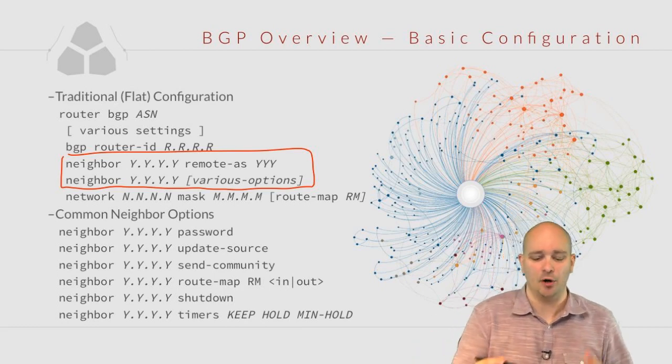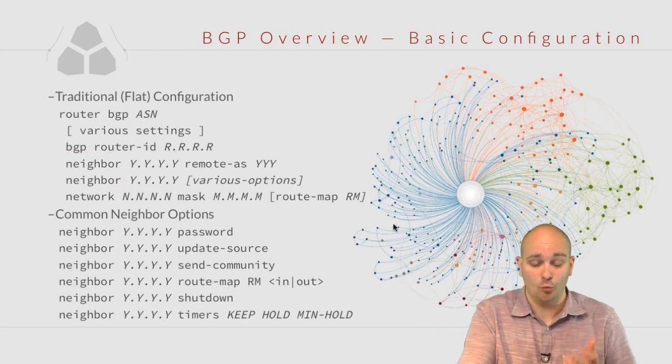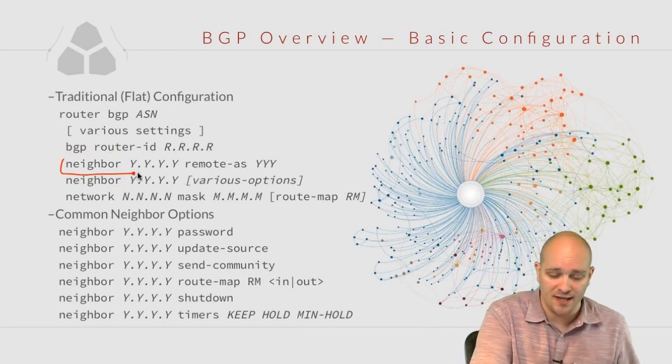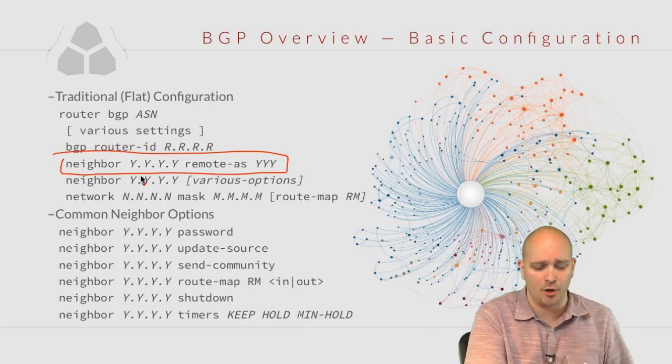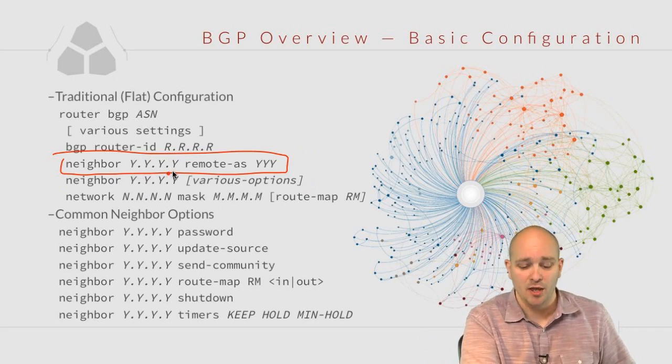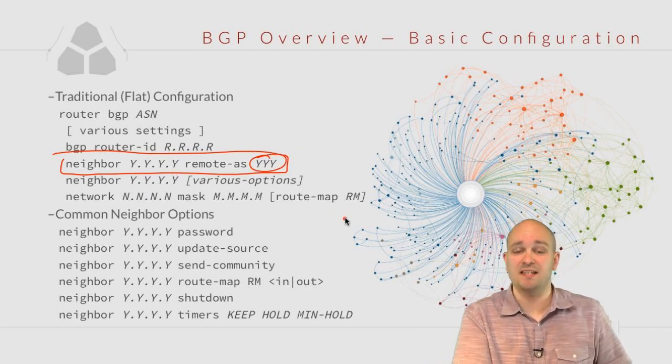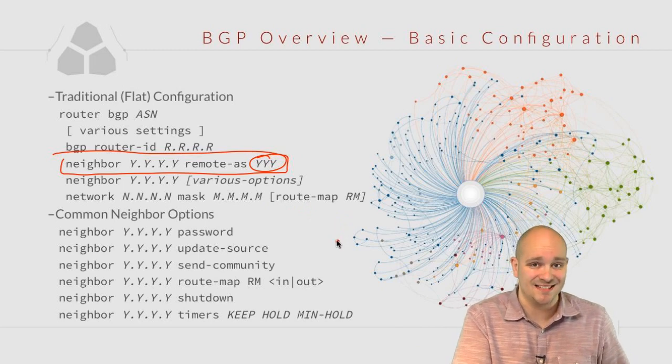How do we define the neighbor? Well, there is a mandatory command. One command needs to always be there, and that is going to be neighbor and then the IP address of the neighbor, remote-as, and then specifying whatever the neighbor's AS is.